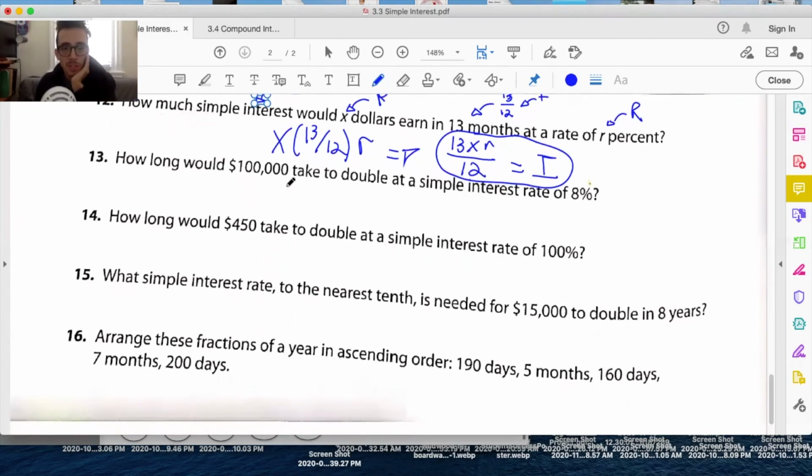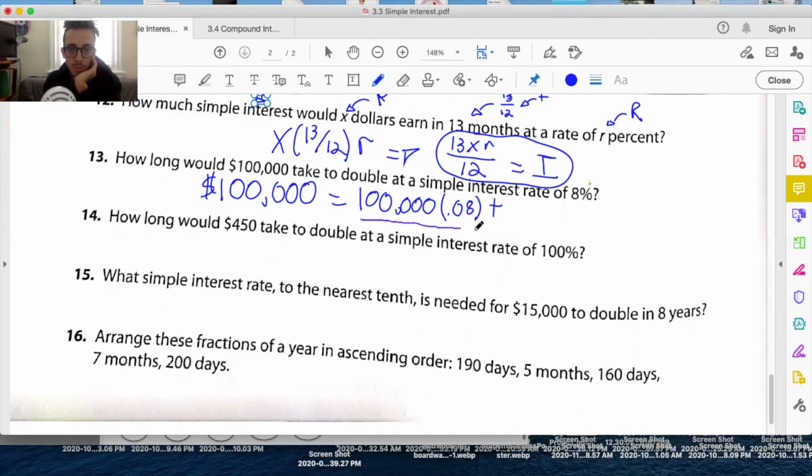How long would $100,000 take to double at a simple interest rate of 8%? So if it was doubled, well, really, this is asking us how long is it going to take to get $100,000 in interest? Because if it's doubling, you're starting with the 100K and your interest rate's 0.08, but it's really coming down to time, which you don't know.